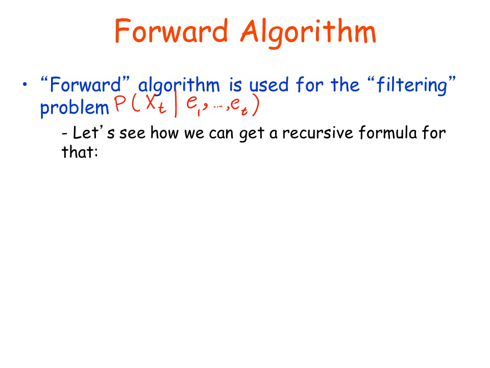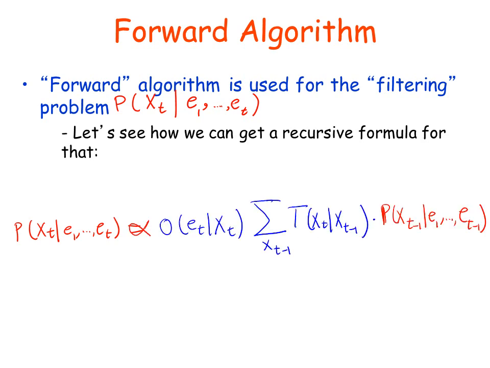To summarize, the probability of xt given e1 to et can be written as the probability of the last observation given the last state, O of et given xt, times a summation over different states in the previous time step, or xt minus 1, where in the summation we have the transition probability of going from the state in xt minus 1 to xt times the probability of xt minus 1 given e1 to et minus 1.